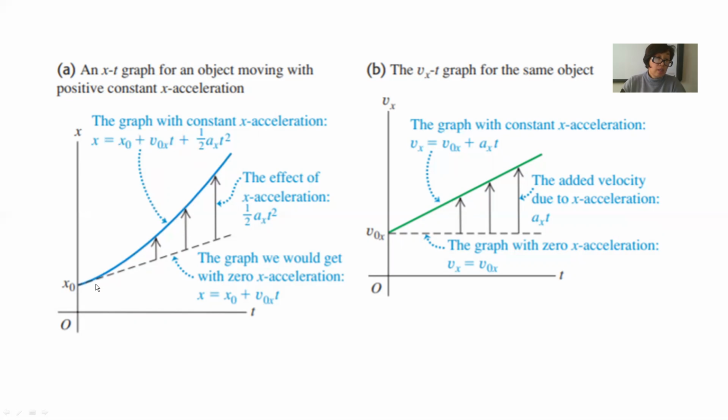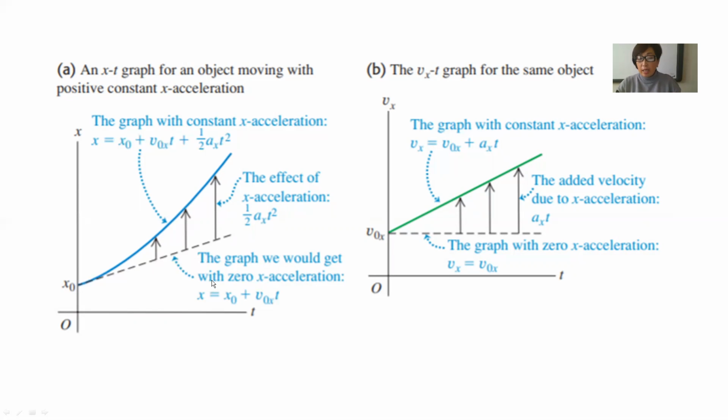Okay, because if we take acceleration equal to 0, the equation of motion is x equals x0 plus v0 multiplied by t. This dashed line shows the graph we would get with zero acceleration, following this equation.